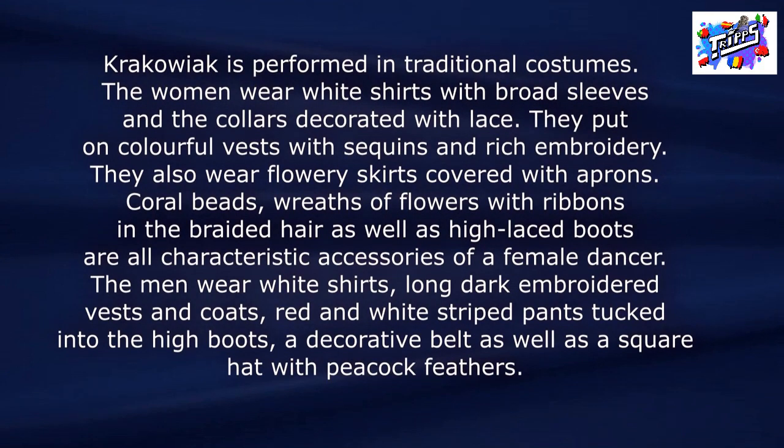Krakowiak is performed in traditional costumes. The women wear white shirts with broad sleeves and the collars decorated with lace. They put on colorful vests with sequins and rich embroidery. They also wear flowery skirts covered with aprons, coral beads, wreaths of flowers with ribbons in the braided hair, as well as high laced boots, all characteristic accessories of a female dancer. The men wear white shirts with long dark embroidered vests and coats, red and white striped pants tucked into the high boots, a decorative belt as well as a square hat with peacock feathers.